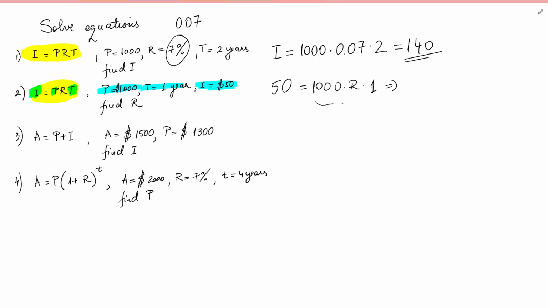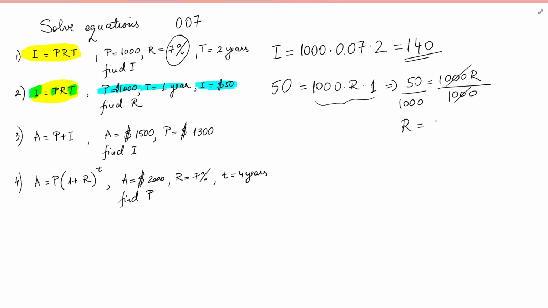I'm going to compute on the right side. So we have 50 equals 1000R, right? Because if we multiply 1000 times 1, we get 1000. And we want to calculate R, so we are going to divide by 1000, like we learned to solve equations in the previous video. So we get R equals 50 over 1000.